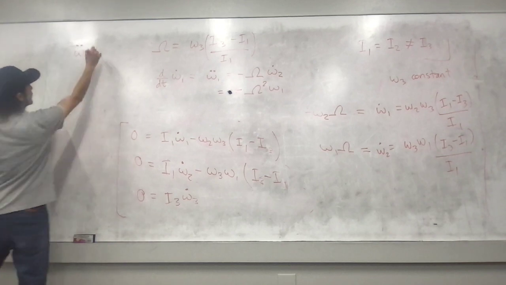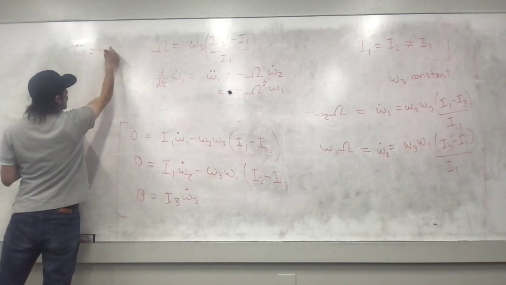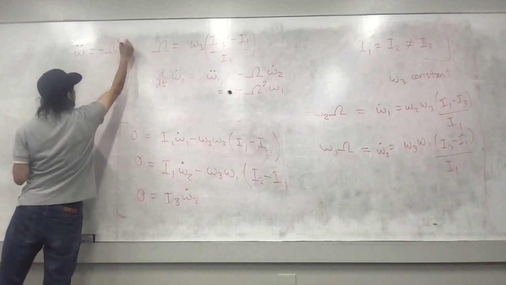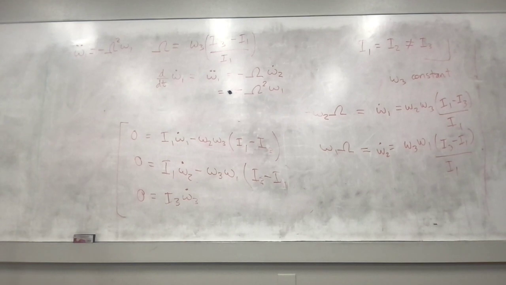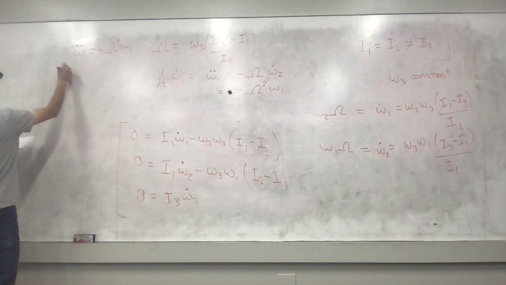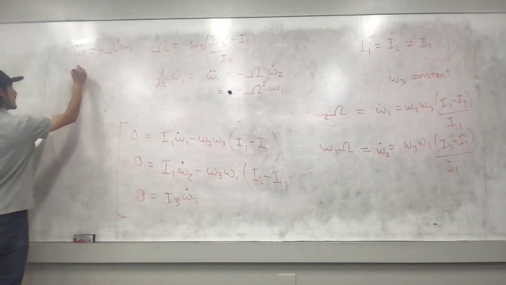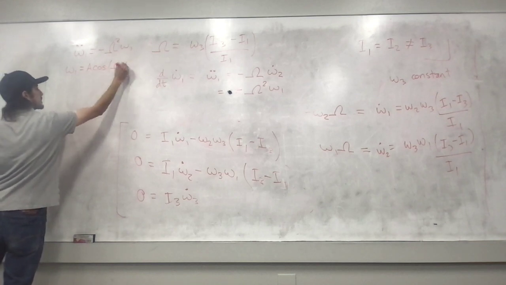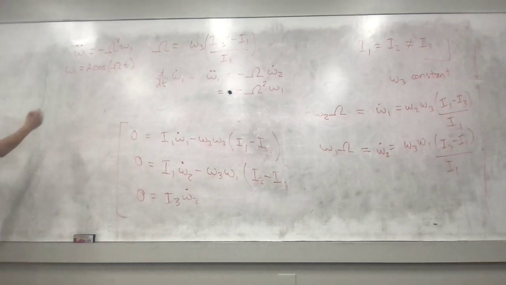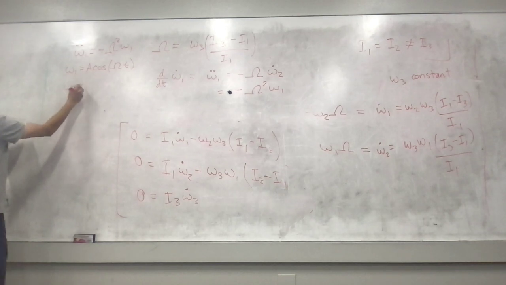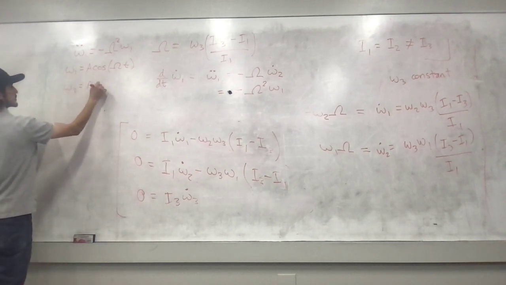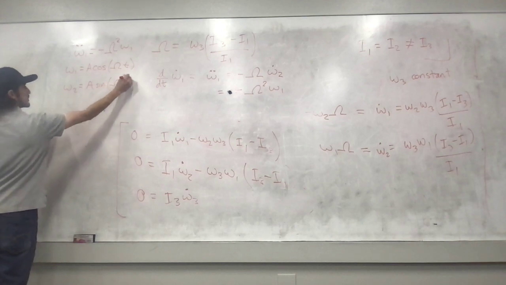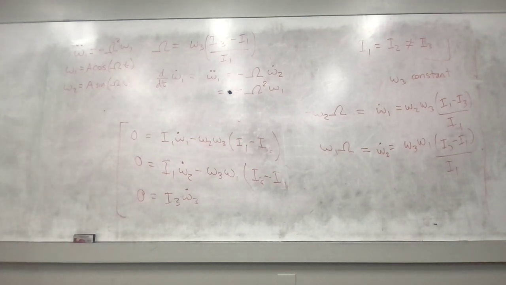Sine and cosine, right? So omega 1 is going to be A cosine of capital omega T, and omega 2 is going to be A sine of capital omega T. This is actually a really cool system.